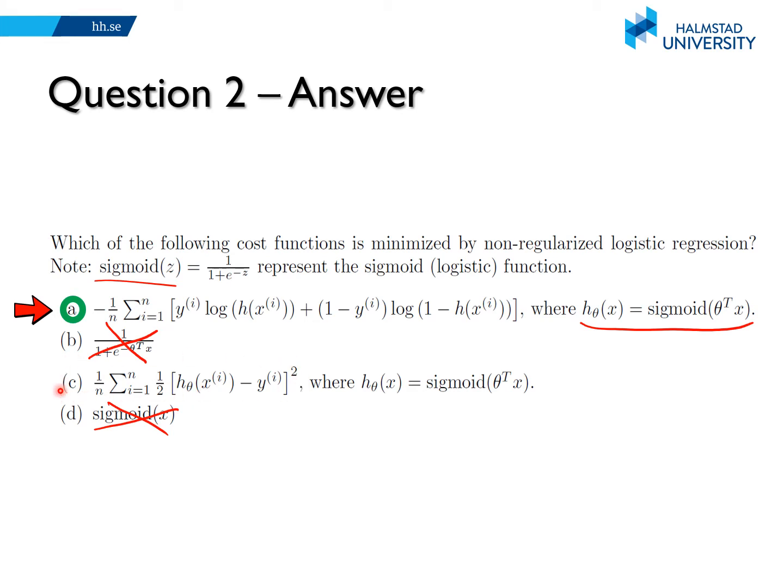And if you look at C, this is the mean squared error, right? But if your h of x is defined in this way, it's the sigmoid of theta transpose x, then this function here becomes a non-convex function. And that's why we preferred to use this one, because this one is a convex function. It has just one global minimum.